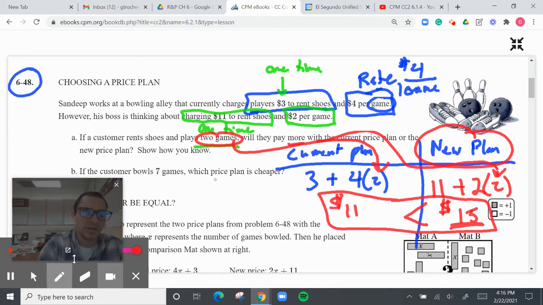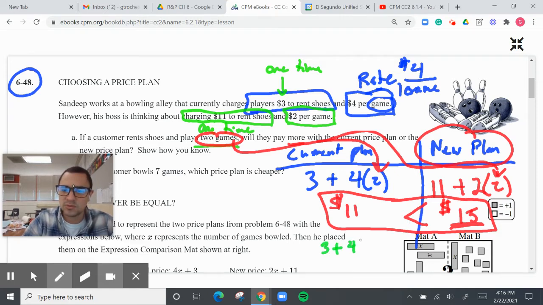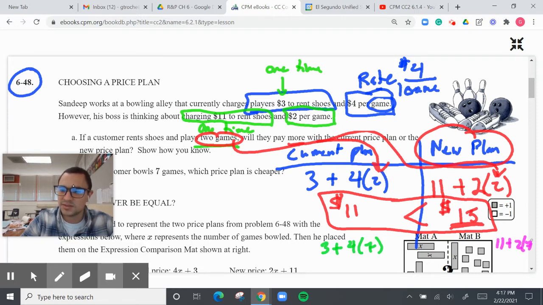All right, so let's go ahead and redo this real quick. We've got 7 games. So I'm going to do 3 plus 4 times 7. And then on this side, it's going to be 11 plus 2 times 7. So which one is cheaper? Well, this one is 7 times 4 is 28, so that's going to be 31. And this one is 7 times 2 is 14, and that's only going to be 28.